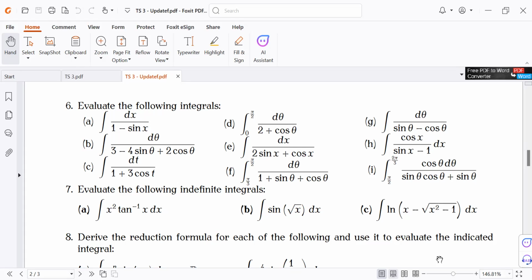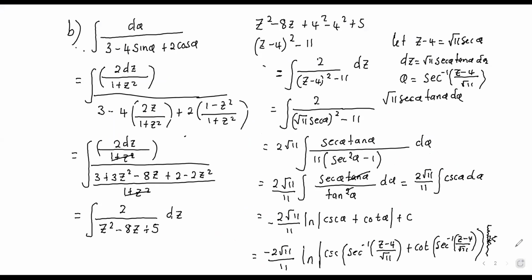Let's go for A. We go for A, and C. Oh, it'll become 2 again. Okay. A, integrate x squared tan inverse x dx.